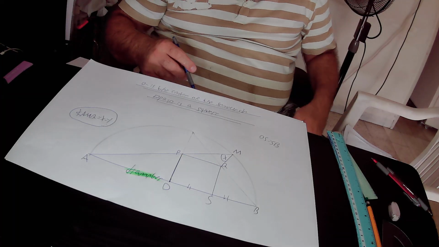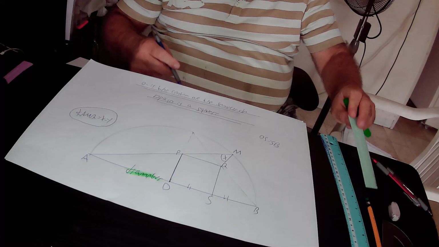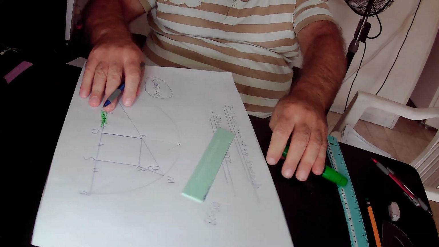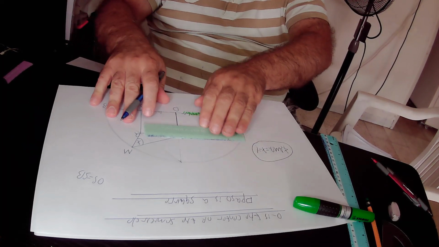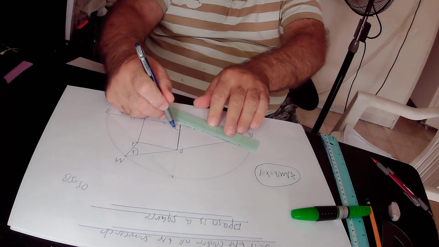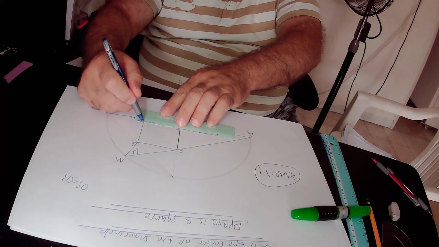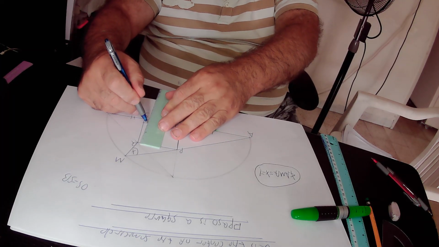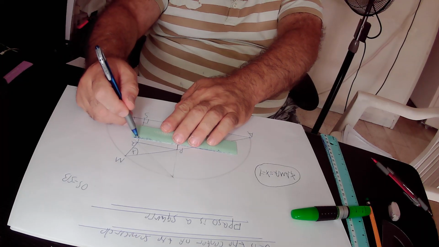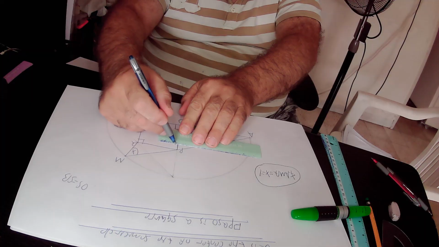So first of all, we know that all the angles in any square are right angles. So this is a right angle. This is also a right angle. This is a right angle. And this is a right angle.